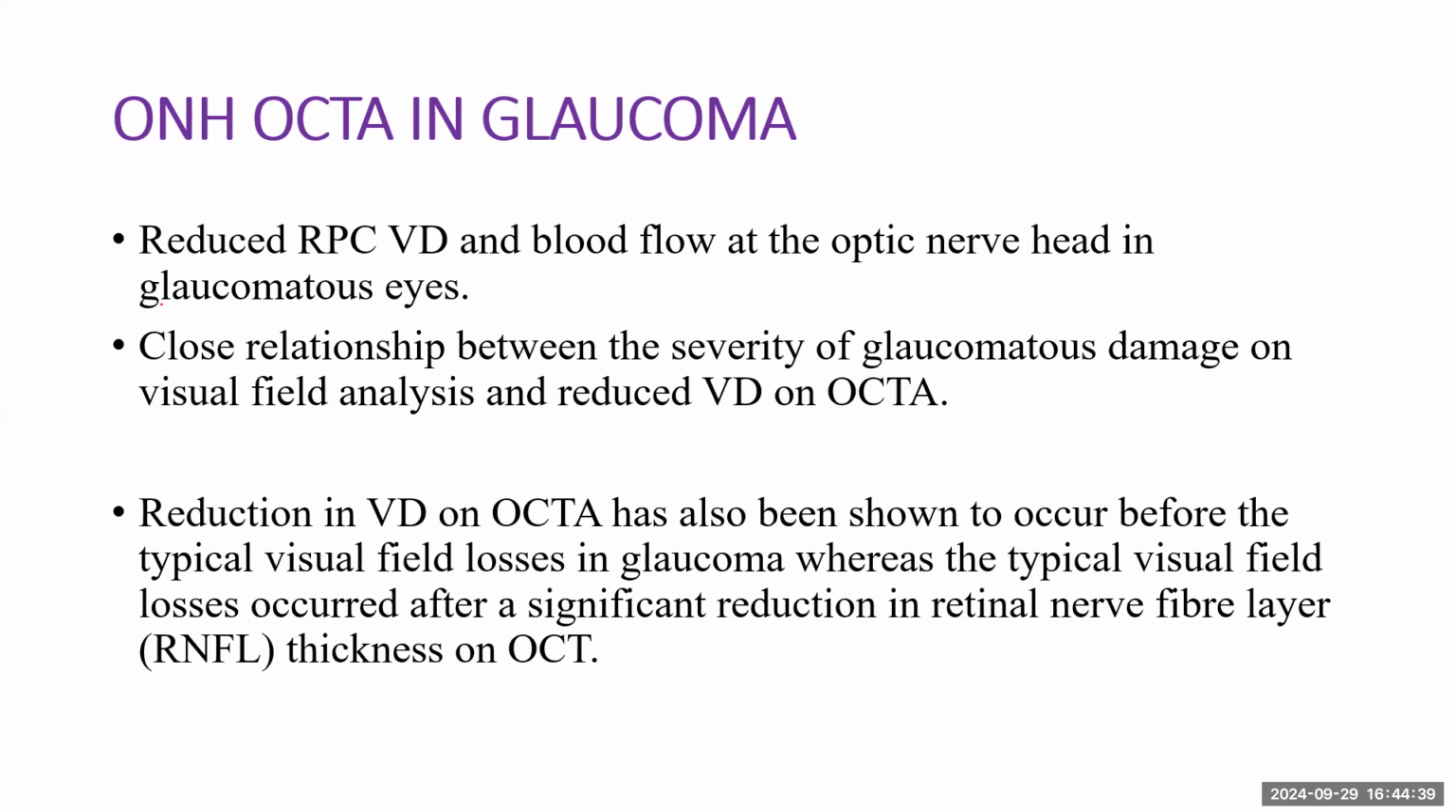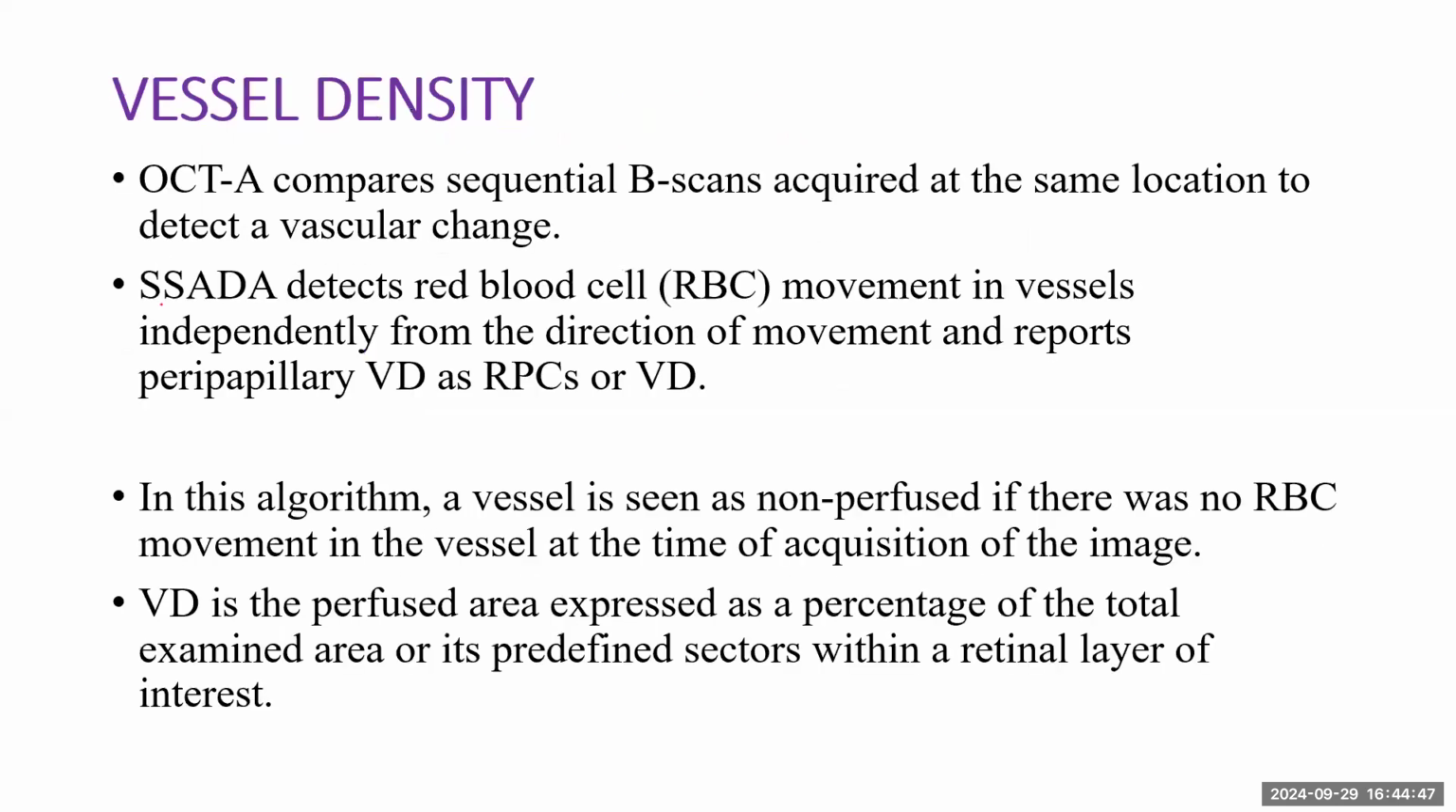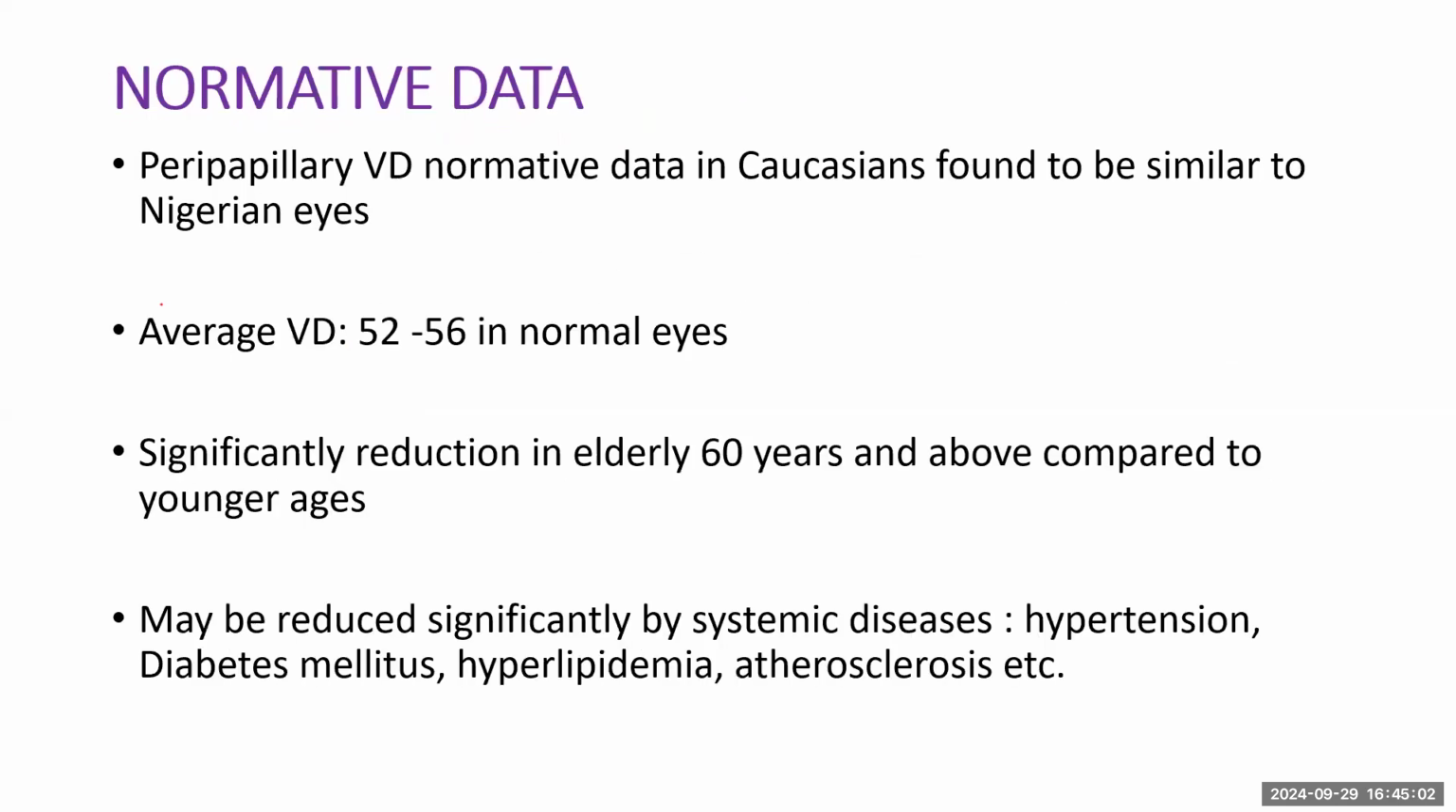The OCTA has been taught and has been shown to have a reduction in vessel density before the nerve fiber layer losses. So, just as a repetition, the vessel density is the perfused area expressed as a percentage of the total area examined. Okay, so the next issue will be, what is the normative data?